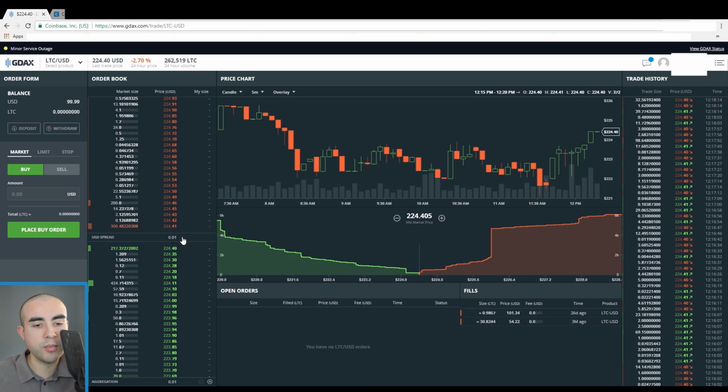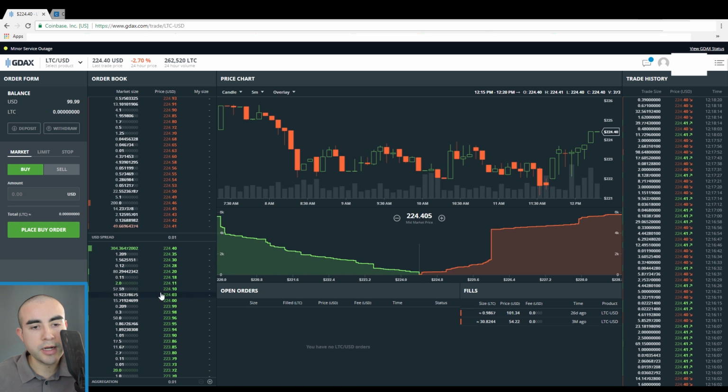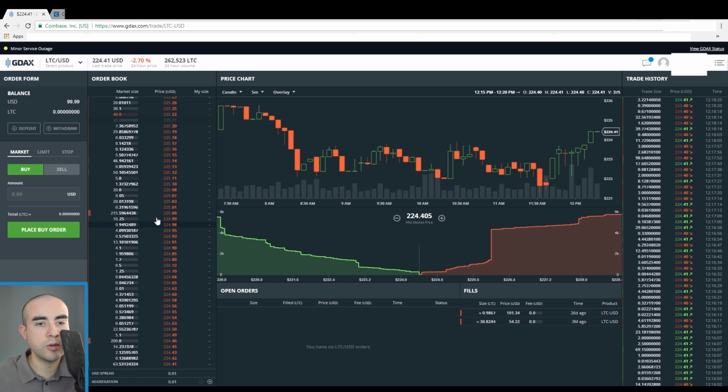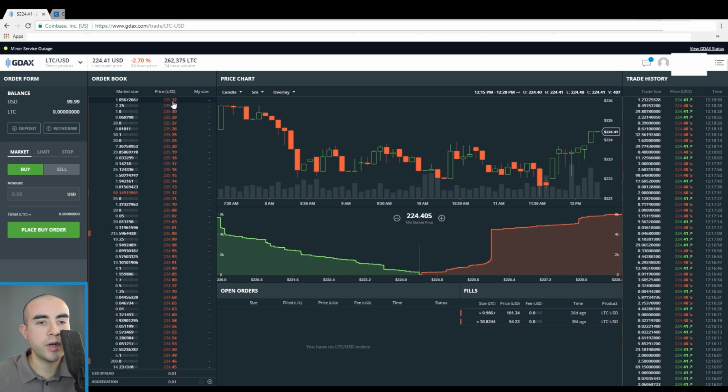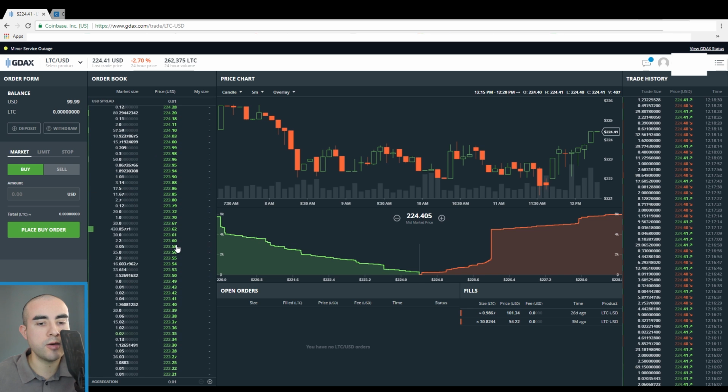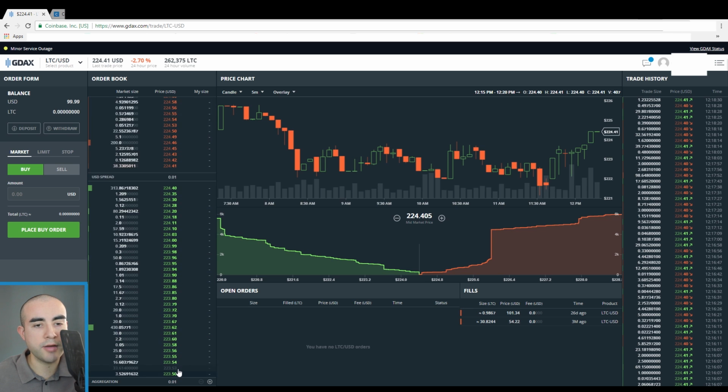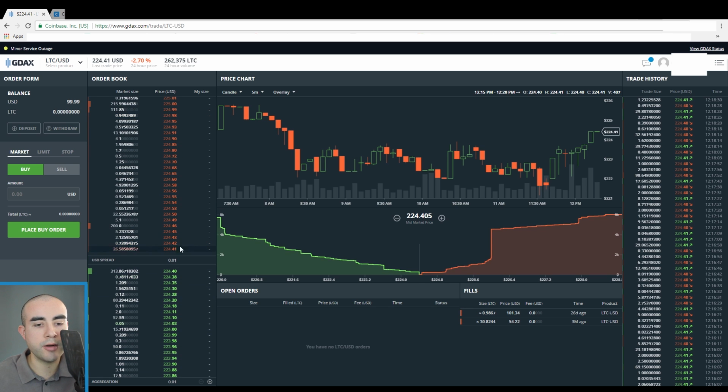So that's the middle meeting point. That's what gives Litecoin and Bitcoin and every cryptocurrency its current market price. So this right here is the same as this right here. It's just in numerical fashion. And you could scroll up here and see the highest price someone wants to sell it for. You can scroll all the way down and see the lowest price someone wants to buy it for. But by default, it shows you right here in the middle.